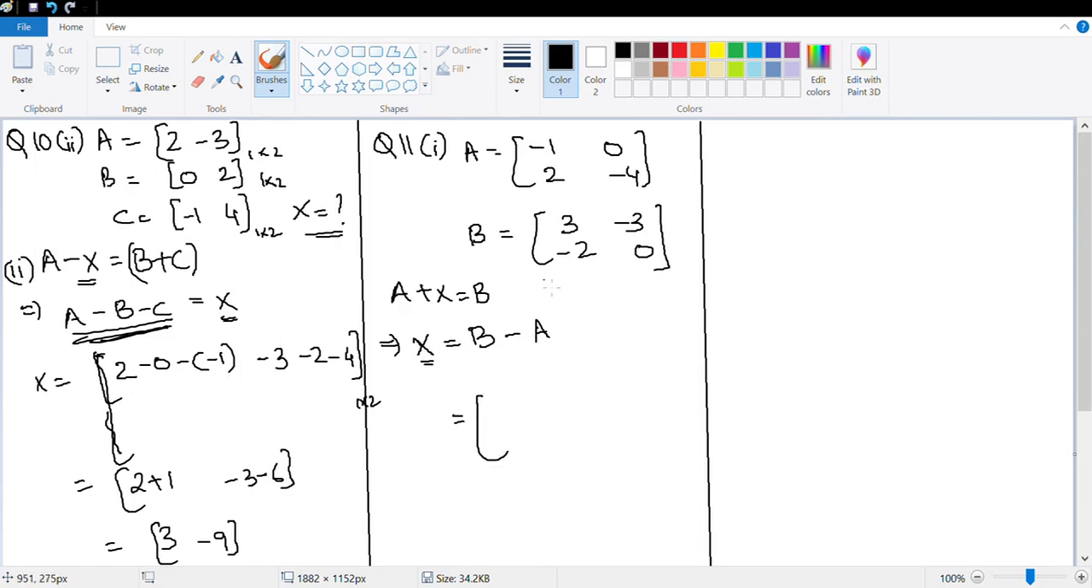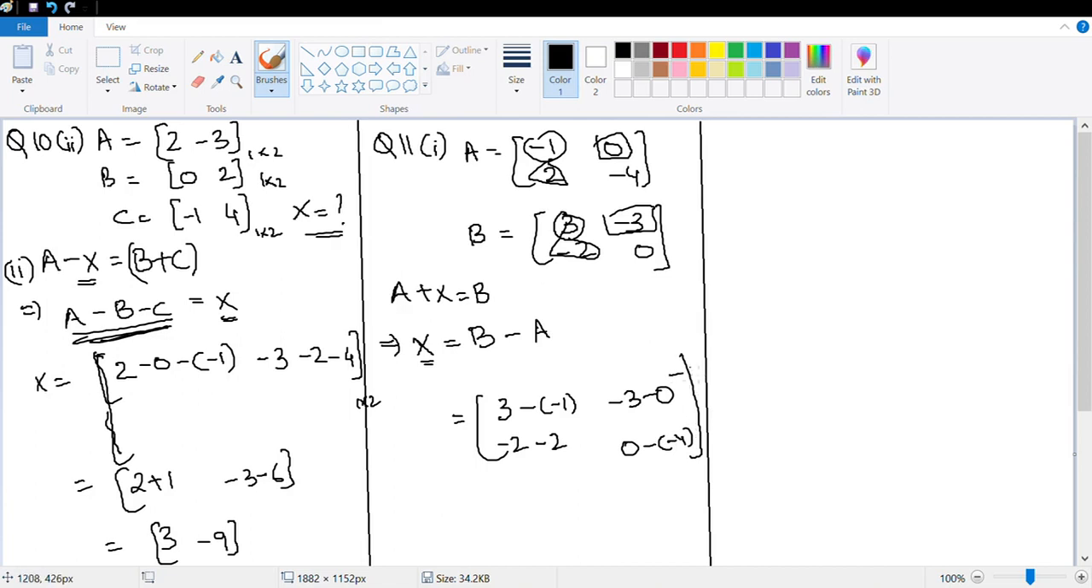So B will be 3 and I subtract the first element, which is negative of negative 1. Then is negative 2 minus A, which is negative 2. So I'm looking at this with this, this with this, 0 and negative 3. So negative 3 minus 0 and 0 minus negative 4. So this is 3 plus 1, which is 4, minus 2, which is negative 4, negative 3 minus 0, that's negative 3, and 0 plus 4, that's 4. So that's my answer.